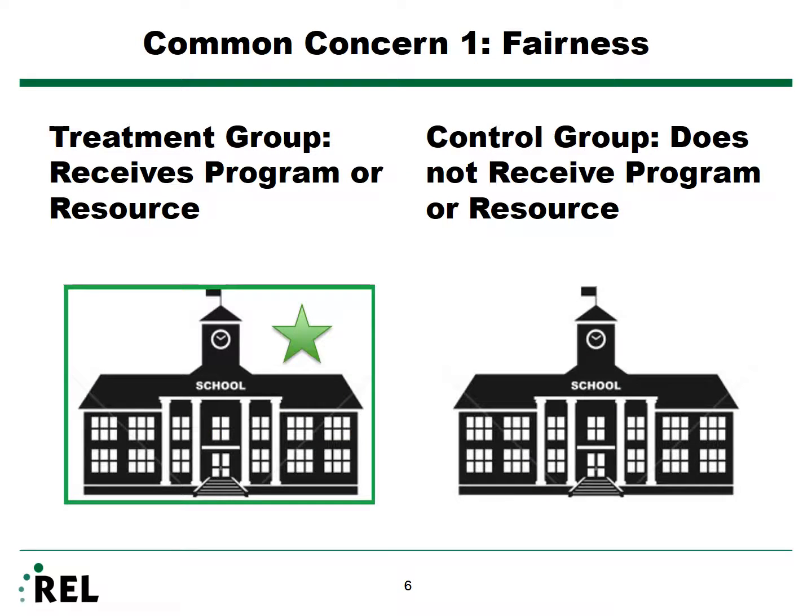Let's look at an example of how concerns about fairness could play out. In this diagram, there are 2 similar schools in a district, but only one can receive a program or resource. This program is shown by the green star next to the school. The designers of the program hope that it will improve student outcomes. Educators and parents may be concerned that this is unfair to the school that will not receive the program.